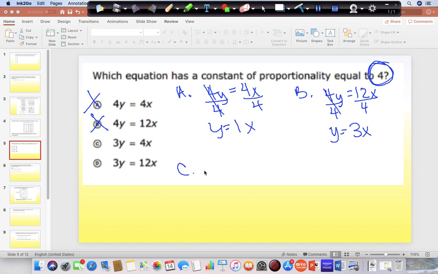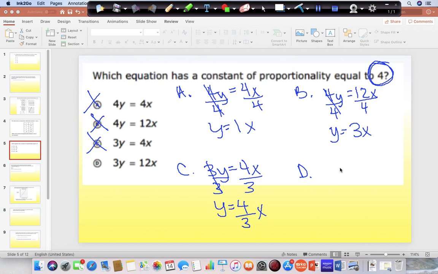C says 3y equals 4x. We want to divide both sides by 3. 3 divided by 3 is 1, and 1 times y is y. And 4/3 x is not equal to 4. So C is also incorrect.